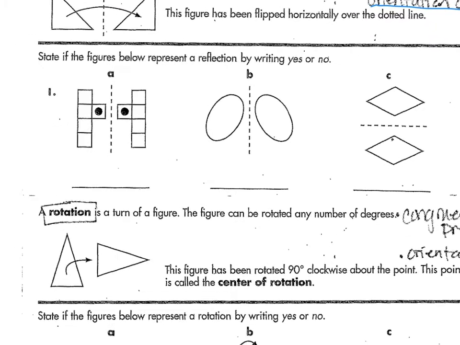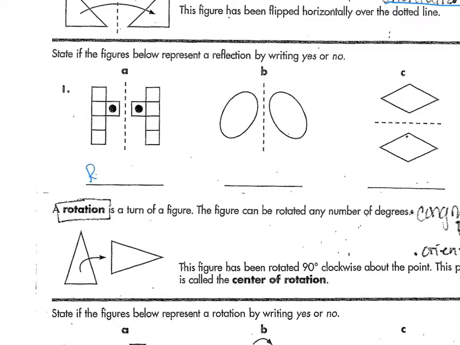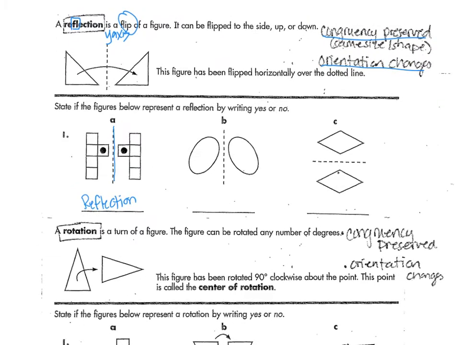So number 1 is going to be a reflection, because it's almost like this is a mirror. Like this shape is looking into a mirror. It's the same thing, it's just completely flipped. It's the mirror image of it. And since it's a reflection, is the congruency preserved? Is it the same size and shape from the pre-image to the image? Yes. So it's congruent.